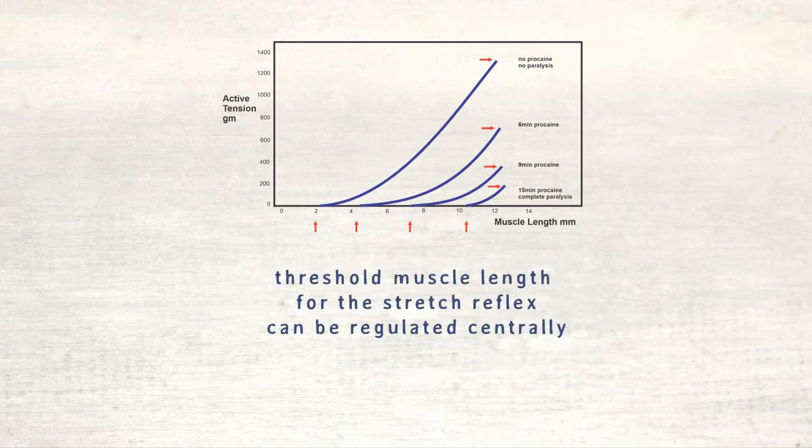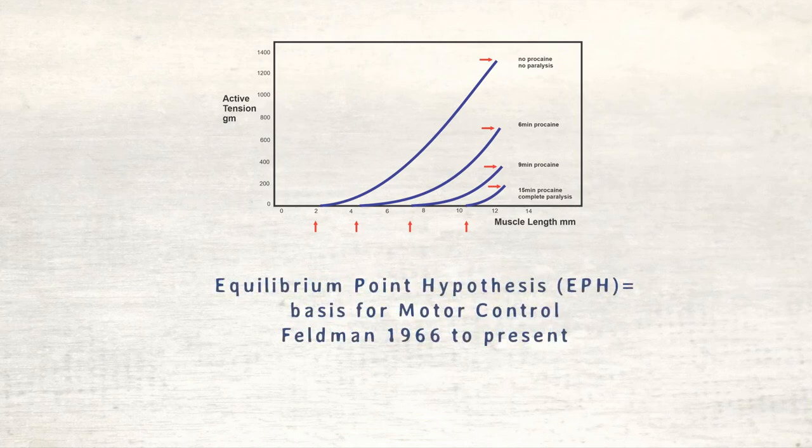Matthews' work was one of the inspirations for Feldman's equilibrium point hypothesis for motor control. One final conclusion about what this means is that to Feldman, anyway, centrally setting and resetting the stretch reflex threshold, that is the length at which a muscle is recruited, is a simple global mechanism for motor control.